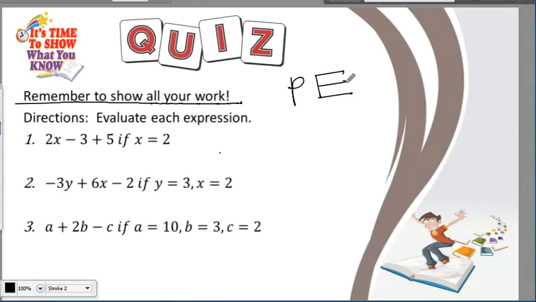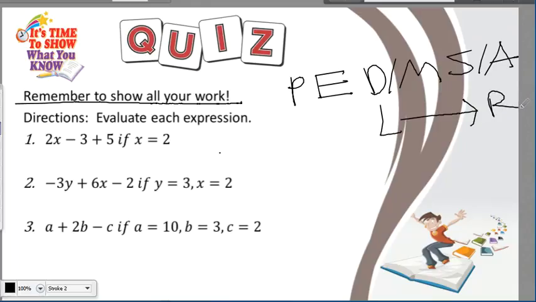So parentheses, exponents, then any divisions or multiplications, then any subtractions or additions. Remember, you're working left to right. Okay, so you do all of the divisions and multiplications before you do any of the additions and subtractions.